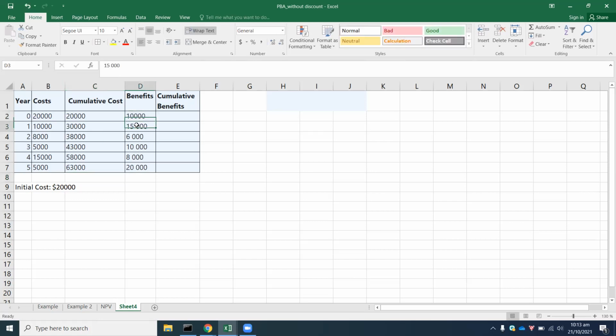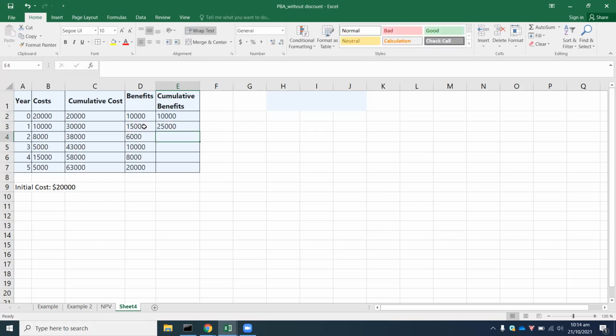First of all, I need to remove the space because this space ends up giving a value error. So let's eliminate this. Okay, next up. Now, cumulative benefits for year 1 equal to, click on the benefits. Total cumulative benefits for year 0, this one was year 0, by the way. So this is year 1. So total cumulative benefits for year 0 plus 15,000, which is the benefit for year 1.